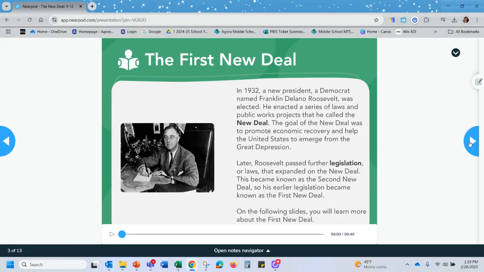The first New Deal. In 1932, a new president, a Democrat, named Franklin Delano Roosevelt, was elected. He enacted a series of laws and public works projects that he called the New Deal. The goal of the New Deal was to promote economic recovery and help the United States emerge from the Great Depression. Later, Roosevelt passed further legislation or laws that expanded on the New Deal. This became known as the Second New Deal, so his earlier legislation became known as the First New Deal. On the following slides, you will learn more about the First New Deal.